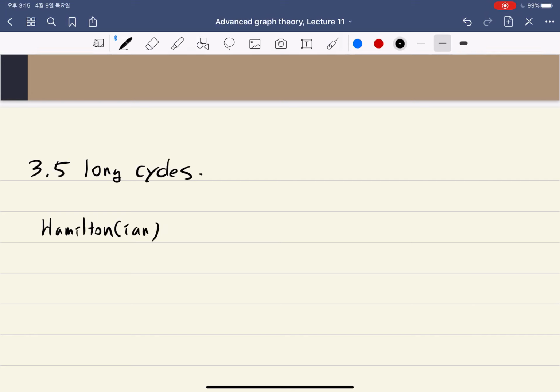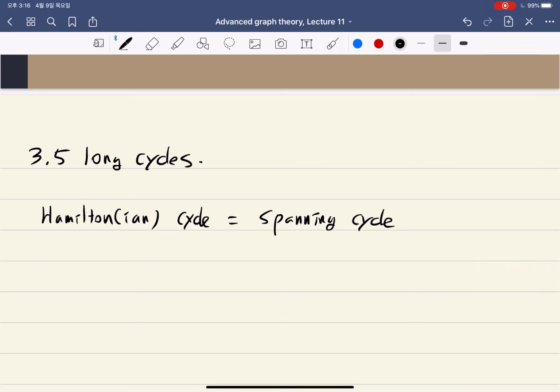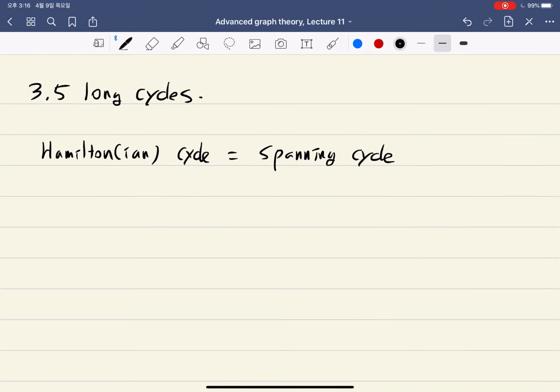Some people say Hamilton cycle, some people say Hamiltonian cycle; it is a spanning cycle in a graph. And we say a graph is Hamiltonian if it contains a Hamiltonian cycle. And we learn several theorems.